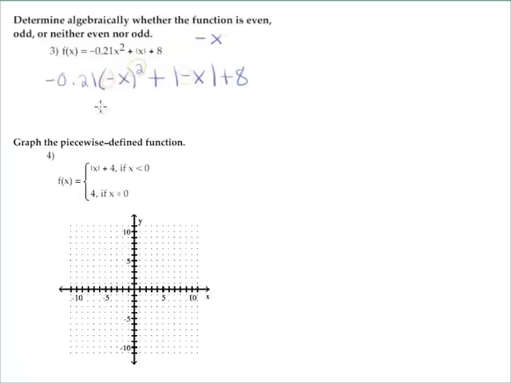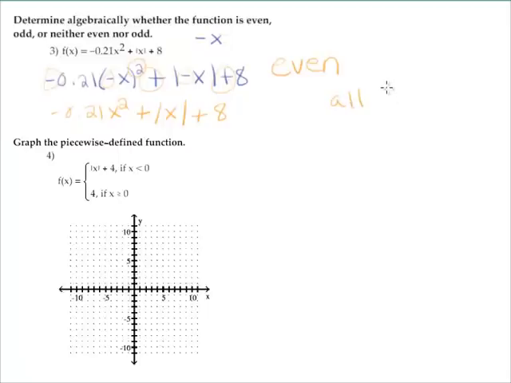Well, if you square a negative, it goes away. So it would leave this term alone. Also, an absolute value of a negative makes that negative go away. And then 8 doesn't have an x, it stays the same. Because all of our signs here remained the same, this is an even function.